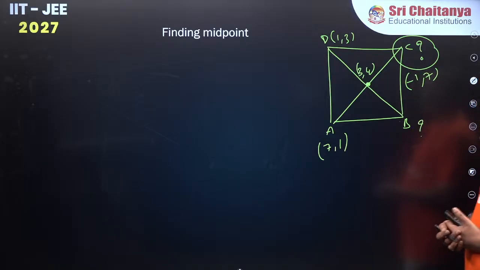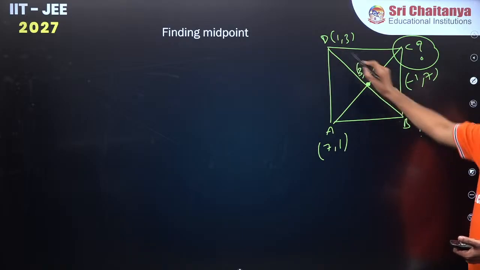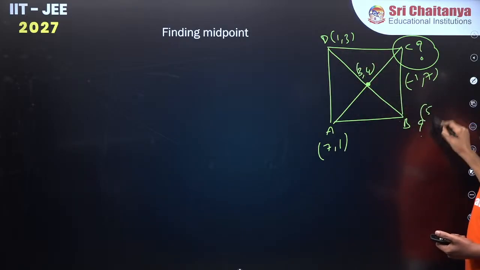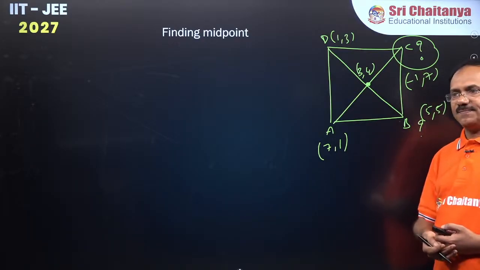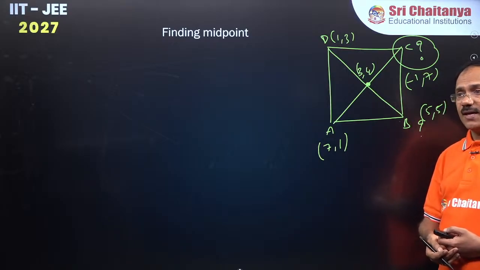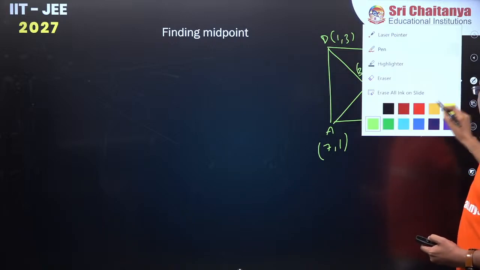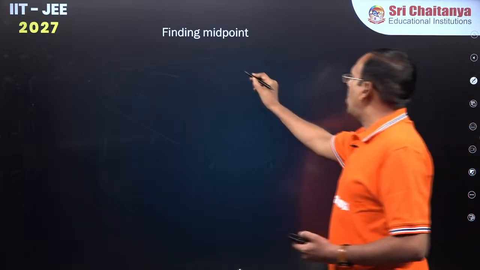Next, B. Can you get B? Quick. Double this and subtract. 6 minus 1, 5. This is 8 minus 3, 5. 5 comma 5. Clear? Right everyone?